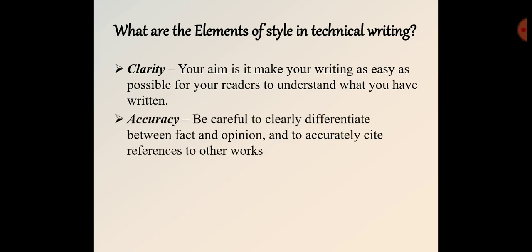Then it is about accuracy. Accuracy means there should be a clear difference between fact and opinion. What the fact is and what your opinion is should be clearly differentiated. And also, if you are giving some references, they should be cited properly. That's what accuracy is about.